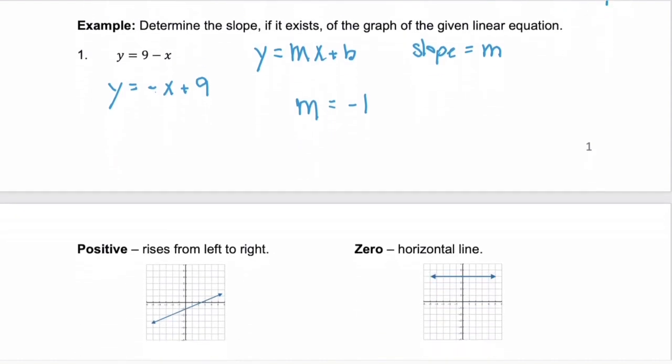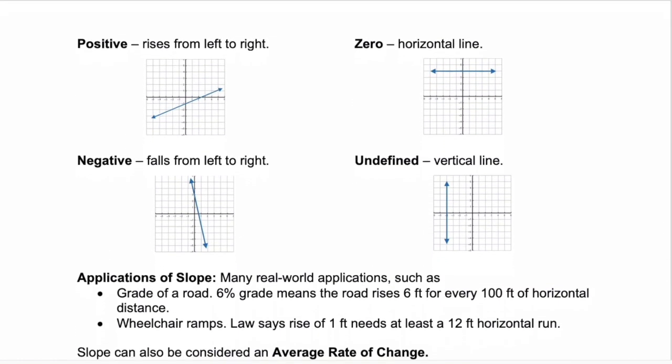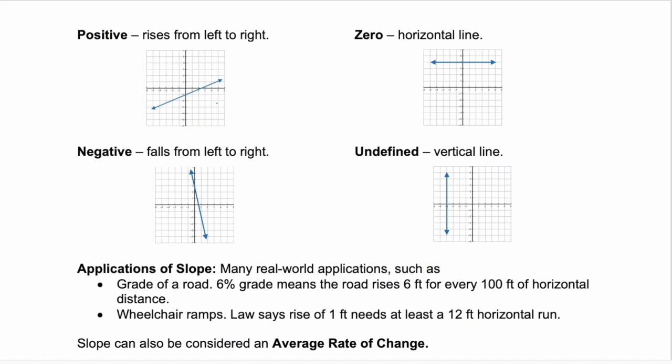Now a quick reminder of what the different slopes look like. So a positive slope, remember we always read our graphs from left to right. So a positive slope rises when you read it from left to right. Negative will fall when you read it from left to right. Horizontal line has 0 slope, and a vertical line has an undefined slope.